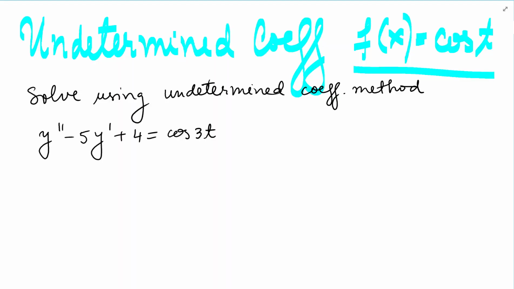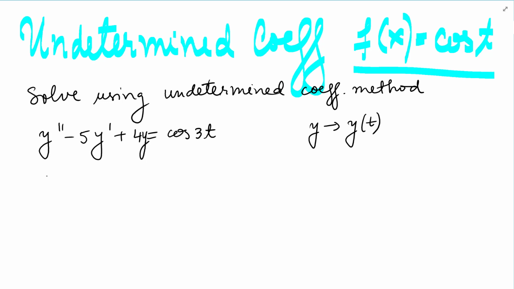In this video, we'll solve a second-order differential equation using the undetermined coefficients method. The equation that we have is y double prime minus 5y prime plus 4y equals cosine of 3t. So the independent variable is t and the dependent variable is y. Keep in mind I wrote y, but it's actually y of t. So how do we solve this?